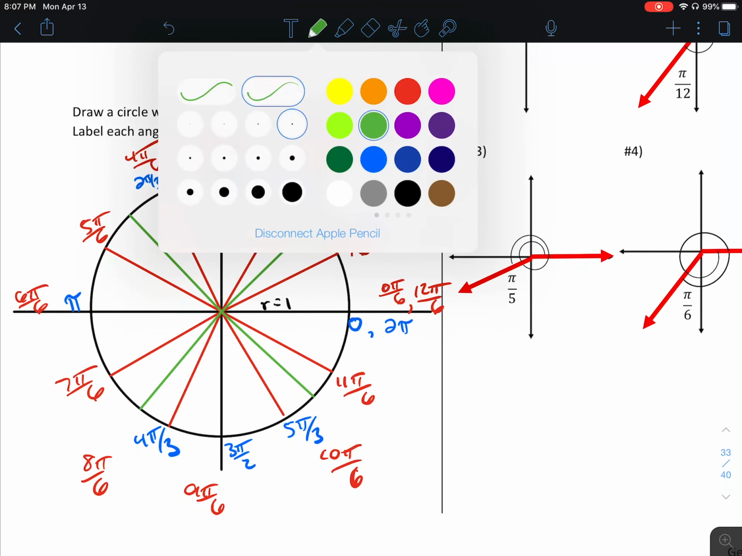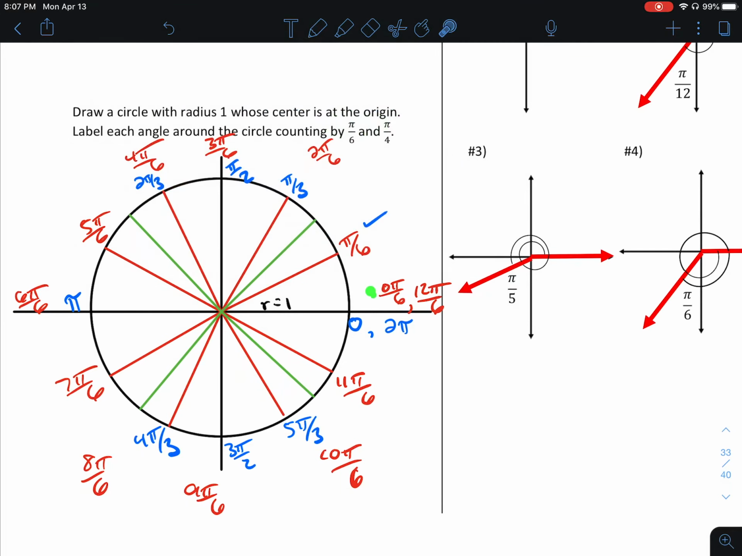Now if we count by pi over 4's, at the beginning we got 0 pi over 4, and then we have 1 pi over 4, then we have 2 pi over 4. Notice that 2 pi over 4 reduces to pi over 2. We already have that there. Then we got 3 pi over 4. Then we got 4 pi over 4, which is already reduced. Then we have 5 pi over 4. Then we have 6 pi over 4, which reduces to 3 pi over 2. Then we have 7 pi over 4. Then we have 8 pi over 4, which reduces to 2 pi.